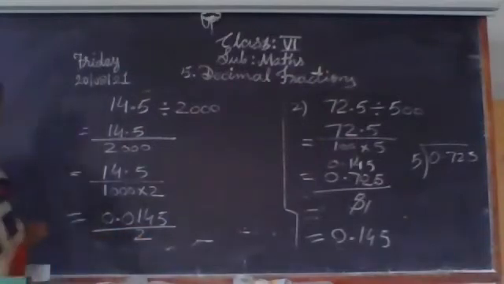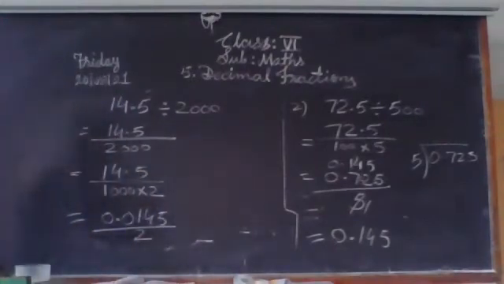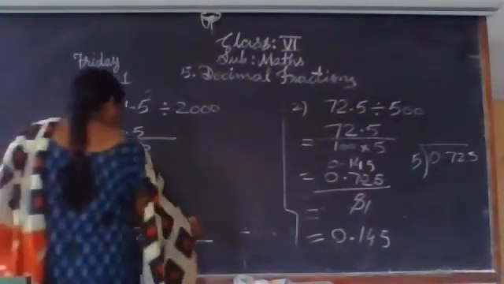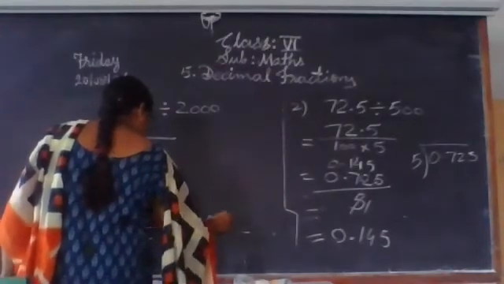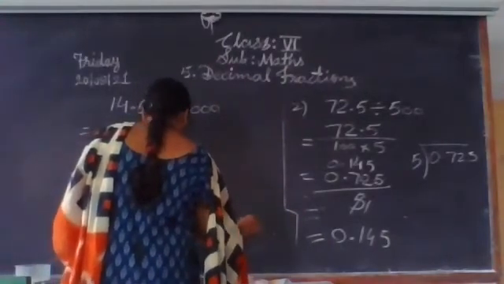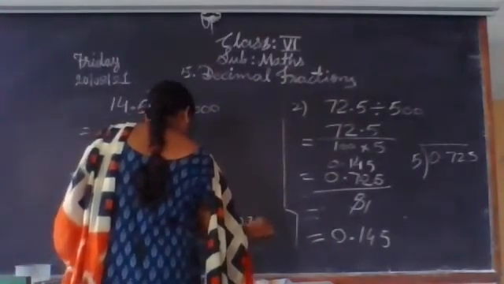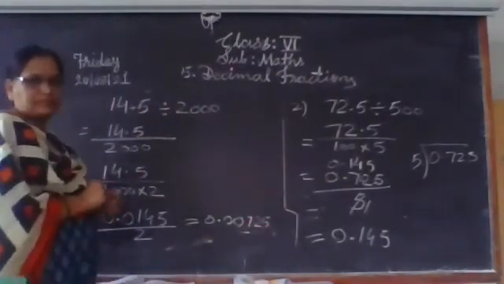Divided by 2. Okay. Now divide it by 2. So it is 0.00725. Got it, beta?